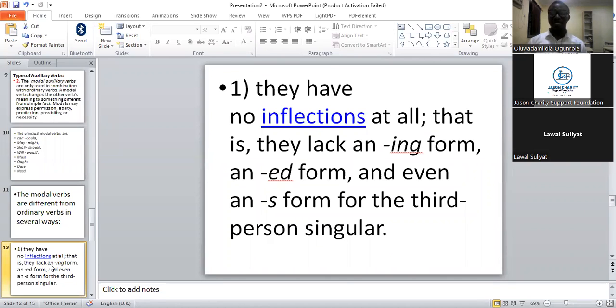So basically what we are saying is that the modal auxiliary verbs don't take these inflections, and you cannot change them into singular or plural, just as you can do to other verbs. One of the rules of Concord states that there must be verb and subject agreement. That is, if you are using a singular subject, you use a singular verb.